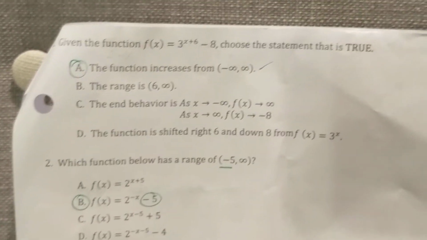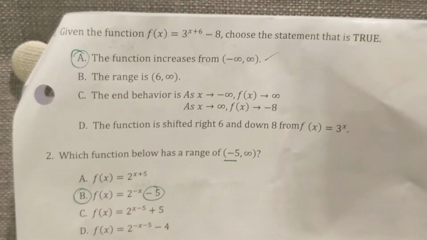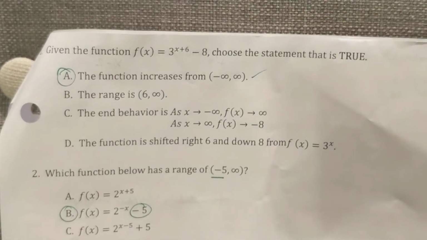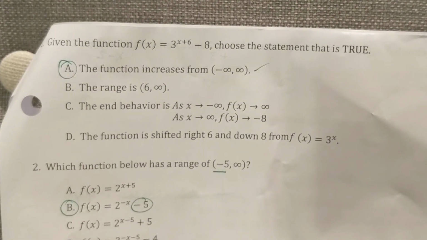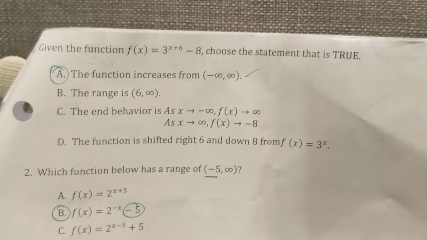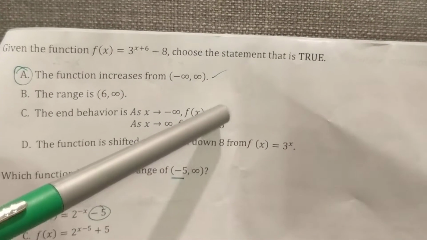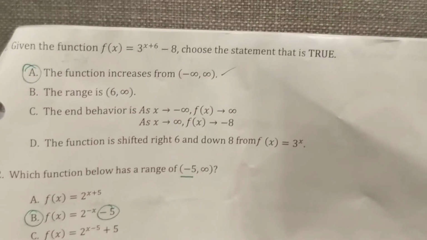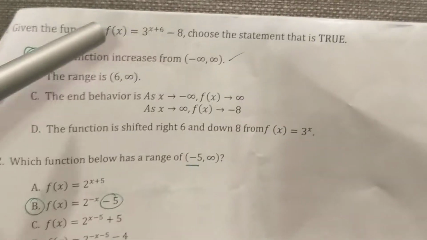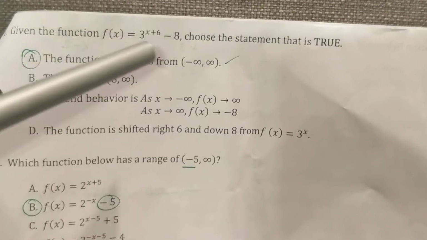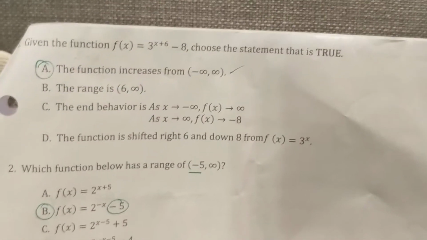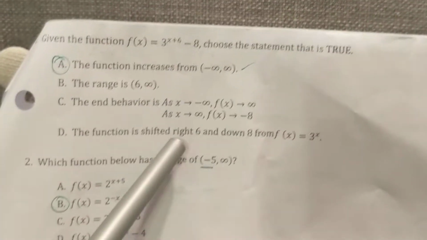The range would not be 6 to infinity because the asymptote is at negative 8. It would be negative 8 to infinity. And since it's increasing, they have these two switched around. That's what's wrong with C. And then D, we know it went left 6. X plus 6 makes it go left 6 and down 8. That's why D would be wrong, because that says right, and that should say left.